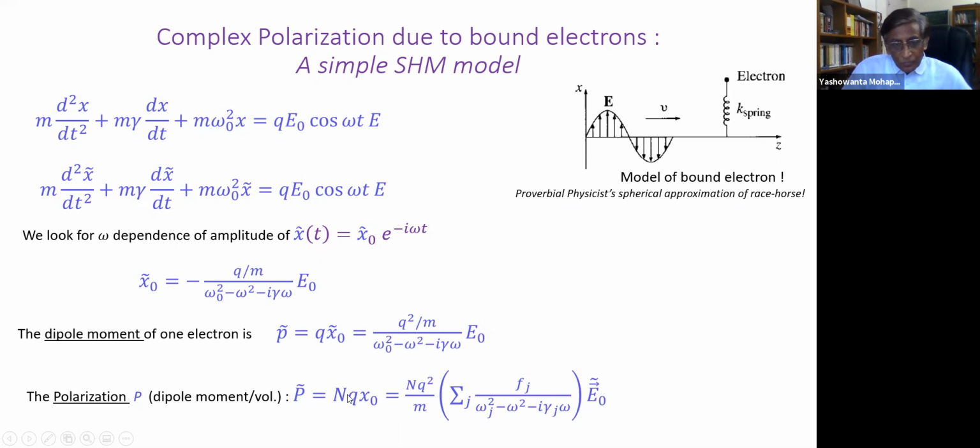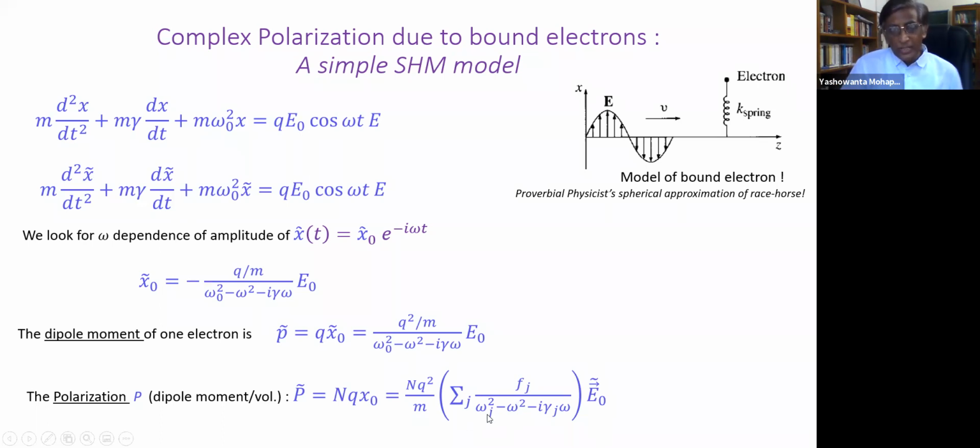N is, let's say, the total dipole moment per volume, then n q x naught, n q square by m, and this is the complex magnitude of my electric field. Okay, and what are the fj? Fj is the fraction of electrons, the j-th type of electron, which can have a different omega naught, so omega j. Not all bound electrons are situated in the solid in the same kind of environment. Because their environment is different, the spring constant with which they are attached to the atom could be different. And that is j.